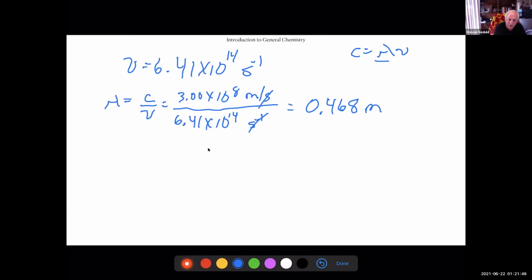Okay, and then you do your 10 to the 8, which is on top, and we move the 10 to the 14th up. We do save the exponents for last. 10 to the 8, and we bring that up, 10 to the minus 14.